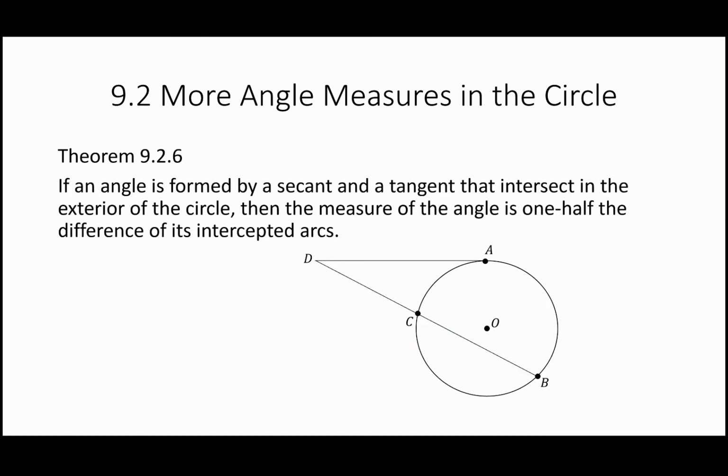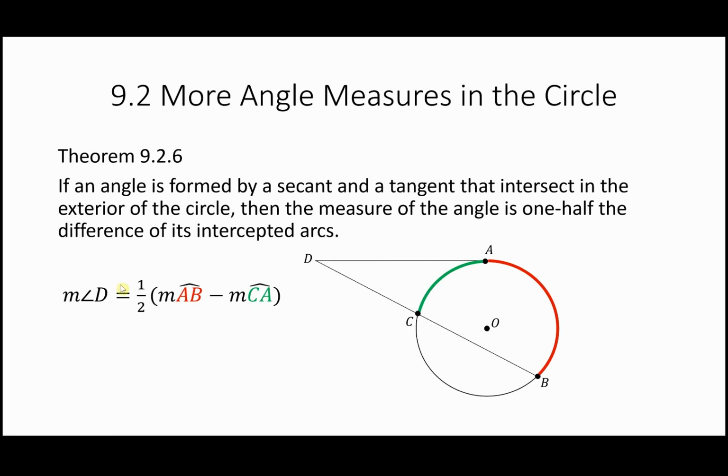Okay, moving on. Now here's a different scenario in which we have a secant line and a tangent line forming an exterior angle. And so how do we account for that? We will, just a moment. There we go. Sorry, a little distraction there. We will take the following elements here.